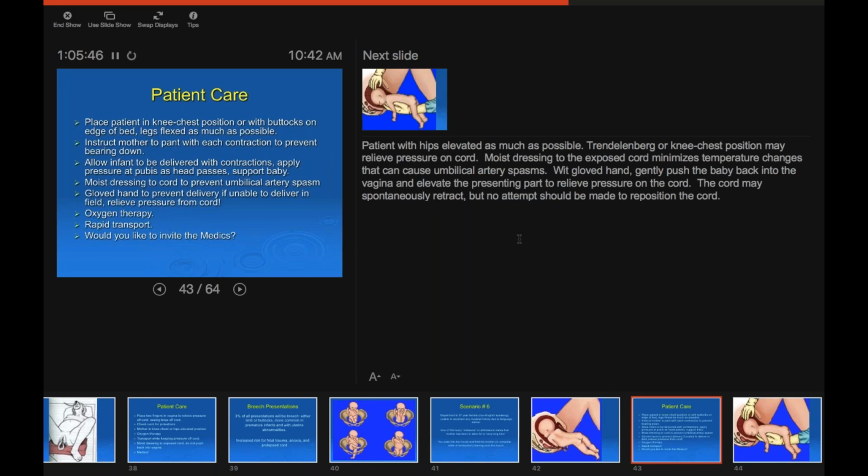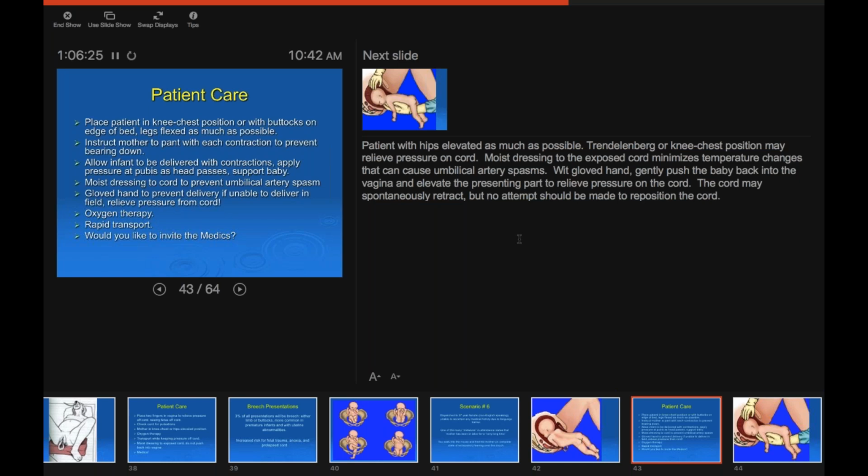As far as patient care goes, place the patient in knee chest position with the buttocks on the edge of the bed, legs flexed as much as possible. Instruct the mother to pant with each contraction to prevent bearing down. Allow the infant to be delivered with contractions and apply pressure at the pubis as the head passes to support the baby. So we can try to make an attempted delivery if we need to at this point. Moist dressing to the cord to prevent umbilical artery spasms. Use your gloved hand to prevent the delivery if unable to deliver in the field, and relieve pressure from the cord. Obviously, you want ALS on board for this.